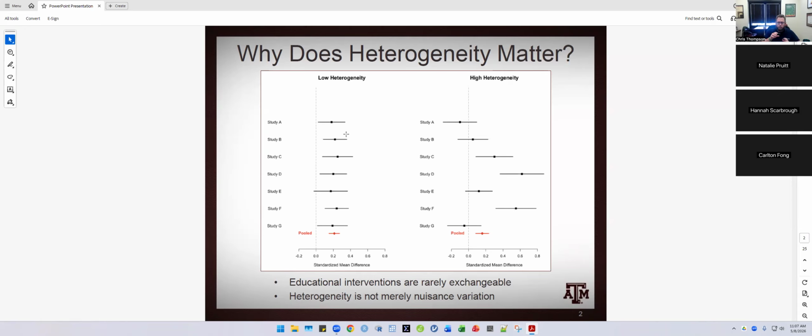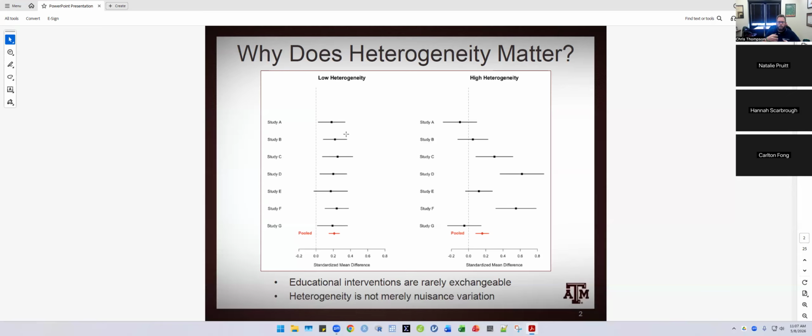And notice that for both of these cases that I created, the pooled estimate in red at the bottom is the same, or at least very close to being the same. But it is the variability among the true effects that produces this pooled effect that is changing from one data set on the left side to the one on the right side.